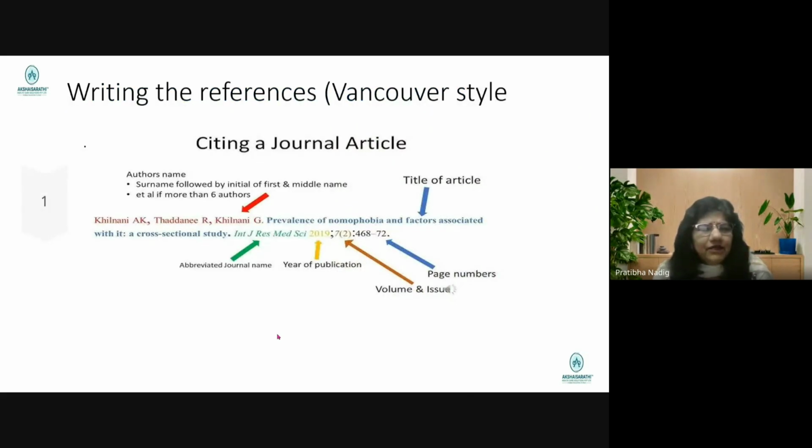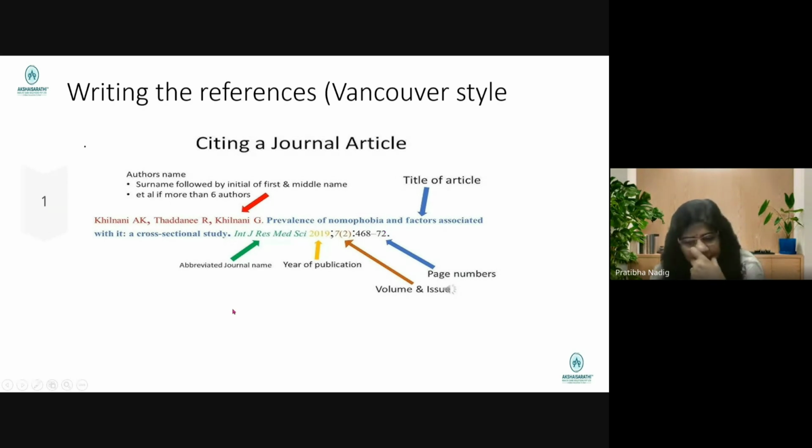And last is references. How do we write a reference? They expect us to write in Vancouver style. Vancouver style is in this way. You can Google it, you will get it. So we write the names of the authors, surname followed by initial of first and middle name, and then et al. if more than 6 authors. Then you write the title of the article, and then the journal, year and date of publication, volume and issue, and page number. This is how we need to do it.